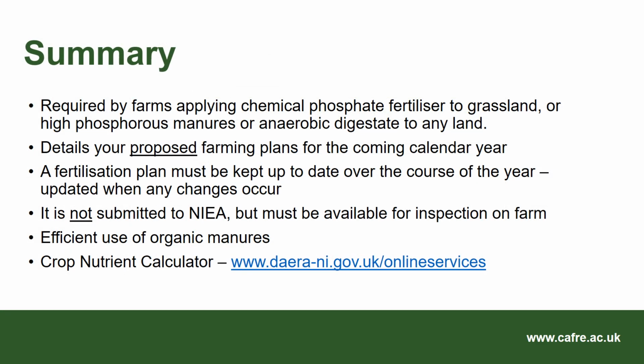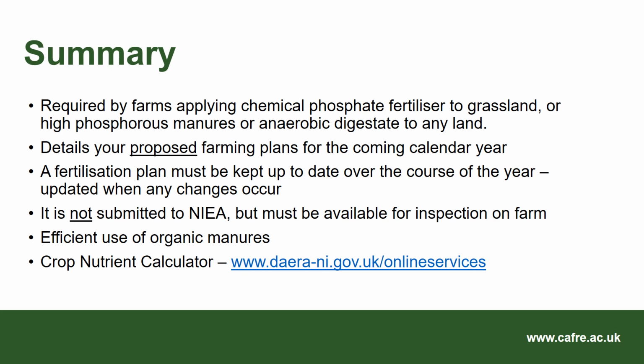In summary, a fertilisation plan is a requirement for those farms applying chemical phosphate fertiliser to grassland, or high phosphorus manures such as poultry manures or anaerobic digestate to any land. It contains details of proposed fertiliser applications for the coming calendar year. It must be prepared for each calendar year and updated where there are any changes to the proposed plans. A fertilisation plan does not have to be submitted to NIEA, but should be available on farm for inspection.